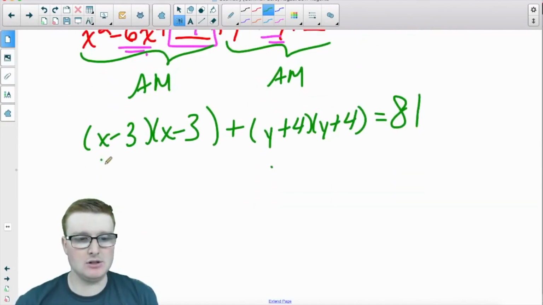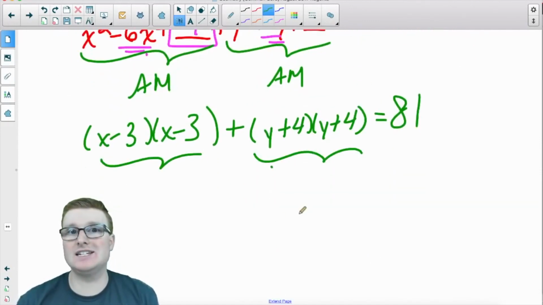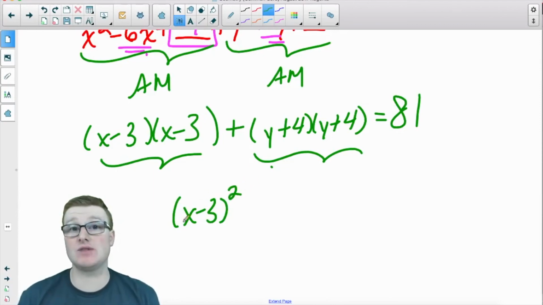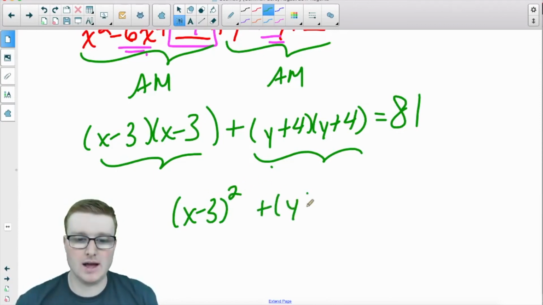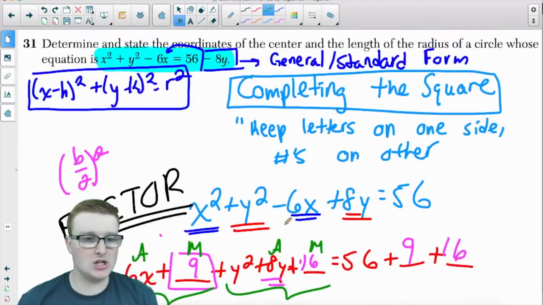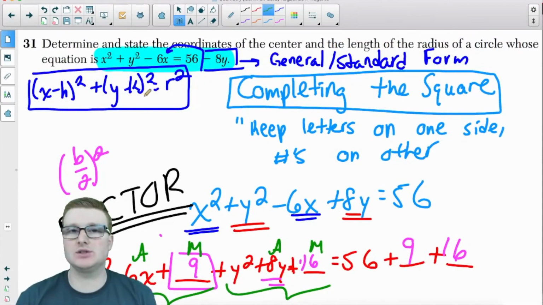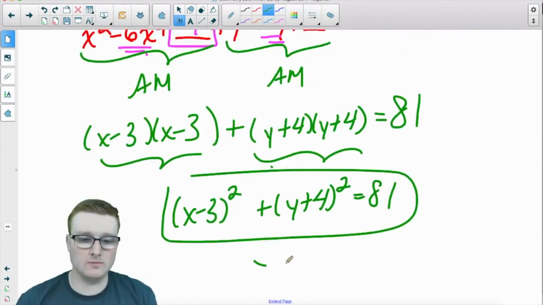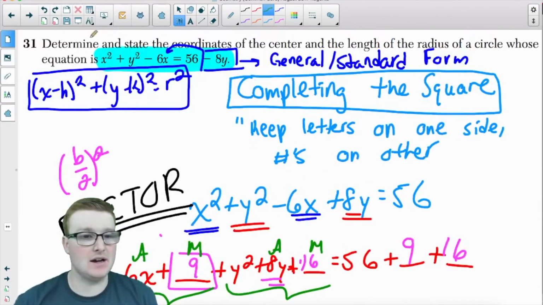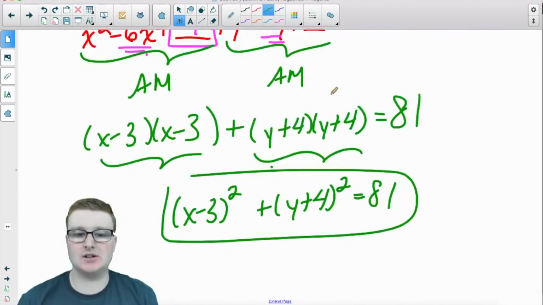So now I'm going to group these into a condensed piece. I could rewrite this as x minus 3 quantity squared. I could write that with just a square, that 2 representing that you could write this twice. Plus y plus 4 quantity squared equals 81. Doesn't this look a lot like the top equation that I wrote before, the center radius form of a circle? That was your goal. So now we're not just leaving it there. It says determine and state the coordinates of the center and the length of the radius.